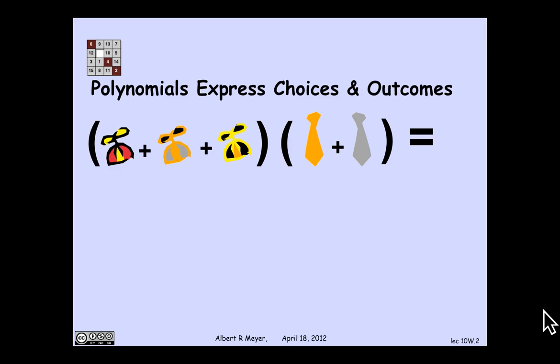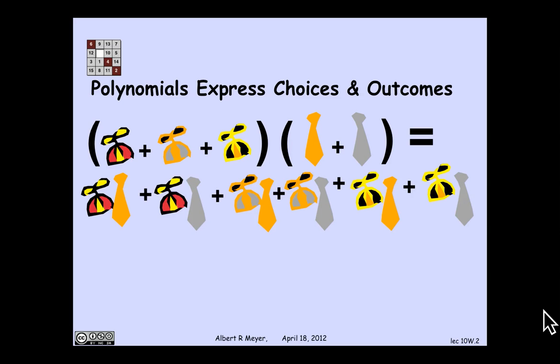The idea that underlies the connection is illustrated by the distributive law, and I'm purposely writing it in this wacky, purely symbolic way, where I'm going to multiply three beanies by two neckties. What do I get? Applying the distributive law, we get every possible pairing of a beanie and a necktie multiplied together, and you add them all up. There are three terms here and two terms there, so I'm going to wind up with six terms, which you see laid out.